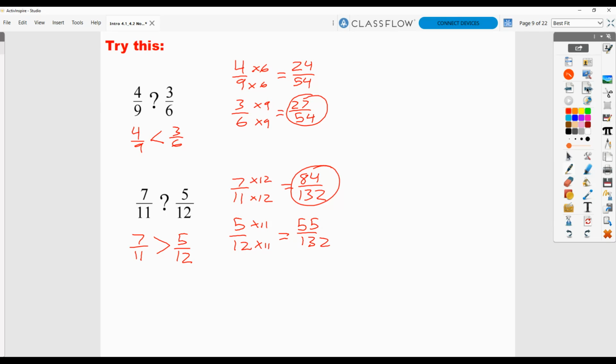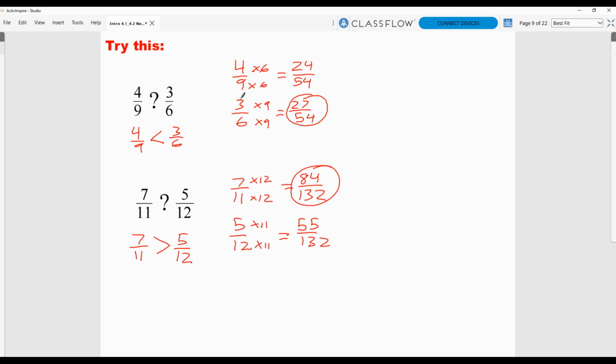So here's my setup, getting common denominators. This fraction got multiplied by 6. This fraction got multiplied by 9. Ended up with 24 over 54 and 27 over 54. This one was greater, so I have the greater than symbol pointed to this fraction here. And my point, the small end of this symbol, is pointed toward my smaller fraction. Check out our next one.